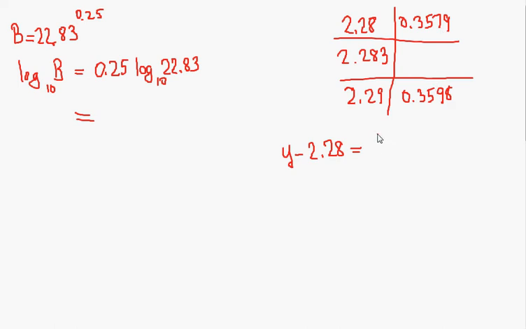So 0.0019 divided by the run, which is 0.01, times x minus 2.28. And I made a mistake in writing this. I apologize. This here should not have been the 2.28. That is my x-coordinate. The y-coordinate that goes with that is the 0.3579 figure.